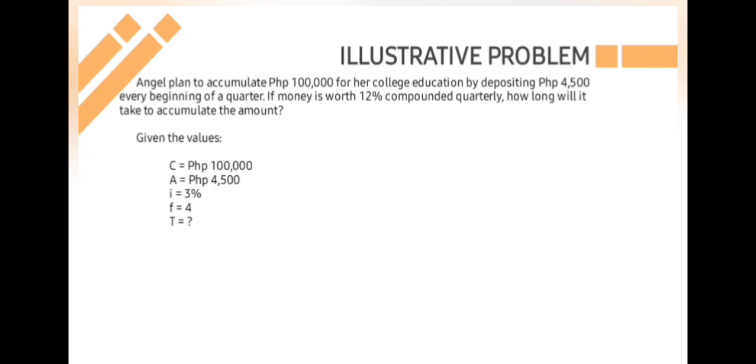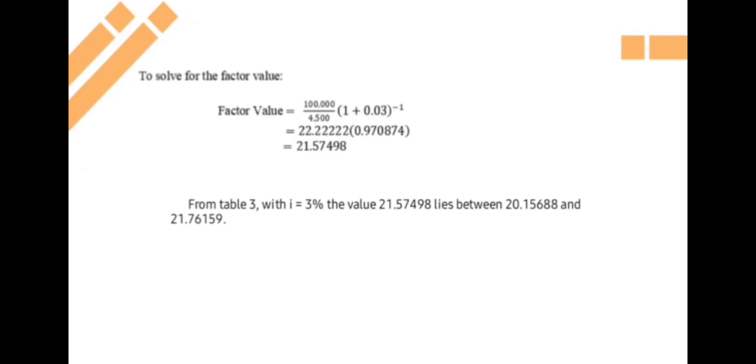So, given the future value of 100,000 pesos, the periodic payment which is 4,500 pesos, and the periodic interest rate of 12%, which becomes 3%. Then our frequency of conversion is 4, and we will look for N and T. To solve for the factor value, in step number 1, we just divide the future value by the periodic payment.